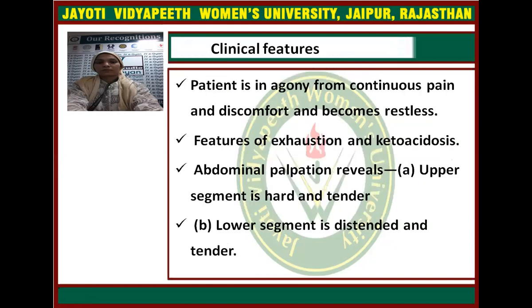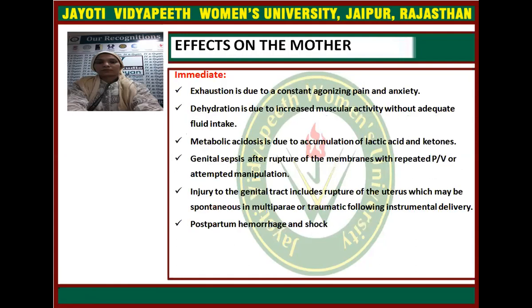Next one is clinical features. What are the clinical features the patient may present with? The first one is the patient will be in utmost agony with continuous pain and discomfort. Patient becomes so much restless. If treated late or not treated in time, then the features of exhaustion and ketoacidosis will be present. On examination, abdominal palpation will reveal the upper segment will be hard and tender, and the lower segment will be distended and tender. Then per vaginal examination.